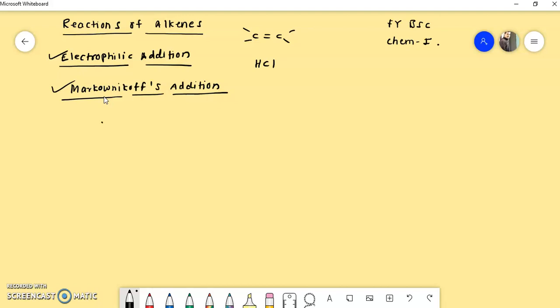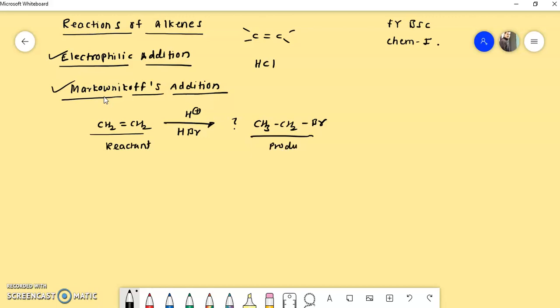Suppose I take this reaction, CH2=CH2, and I add HBr, hydrogen bromide, in the presence of H plus. What is the product of this reaction? The product is CH3CH2Br. Now you see the reactant and the product. What difference do you find between the reactant and product?